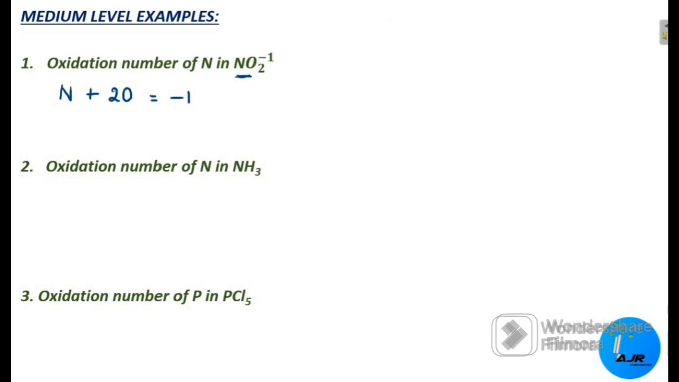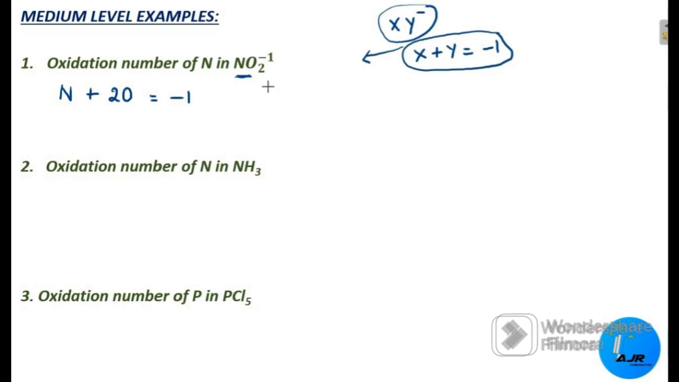So this is the format. As I told you earlier, X, Y minus. If it is the format, then how to find out the oxidation number? The algebraic sum X plus Y is equal to minus 1. So we are following that one, right? So N plus 2O is equal to minus 1, right?